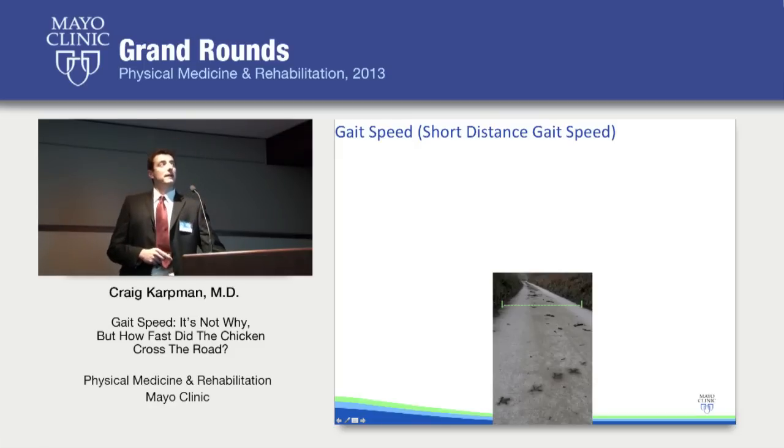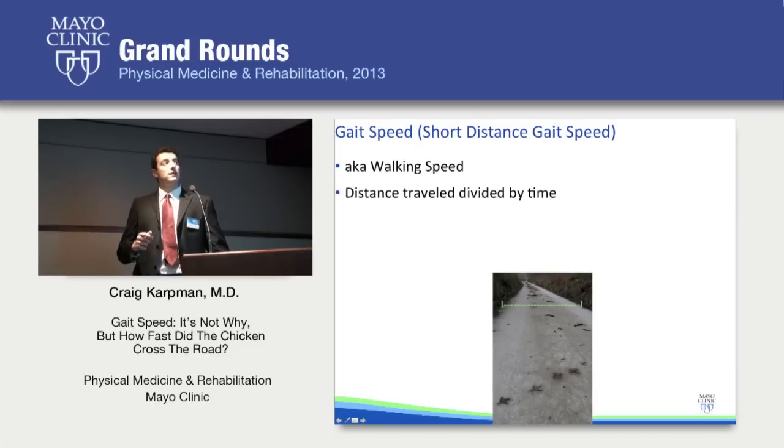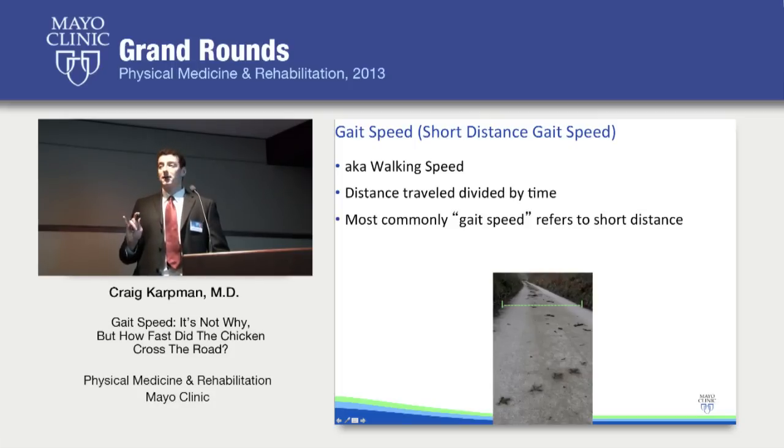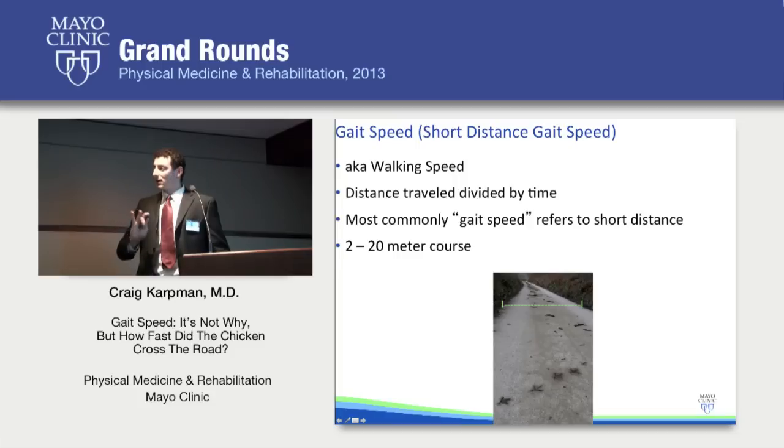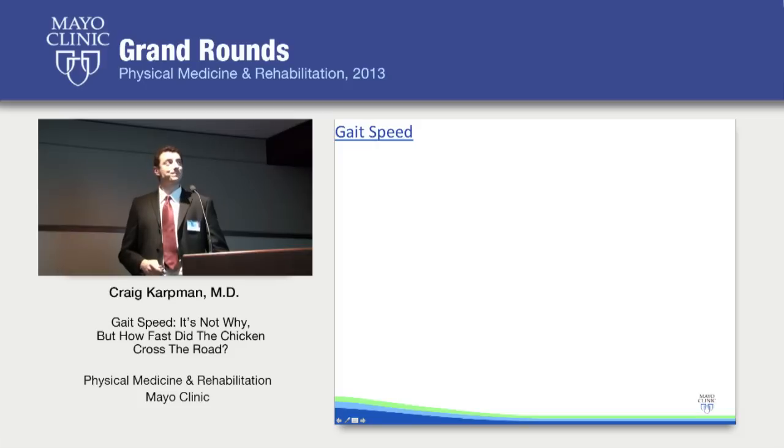Just to define it a bit, really what we're talking about is just walking speed, and we're talking about walking speed over a short distance. We take the distance somebody travels divided by how much time it takes them, and then represented in meters per second, and that's the gait speed. Typically, we're really talking about a short distance here. It's about 2 meters to 20 meters that you're measuring, up to 30 meters in some studies. But this is the general range of what is used for gait speed. And again, it's represented in meters per second.